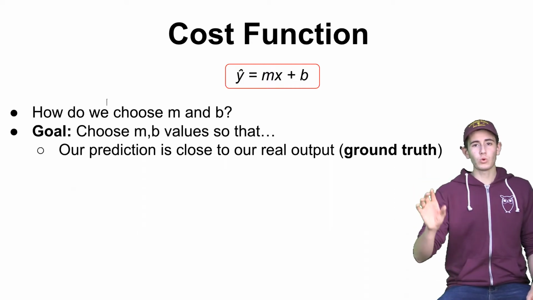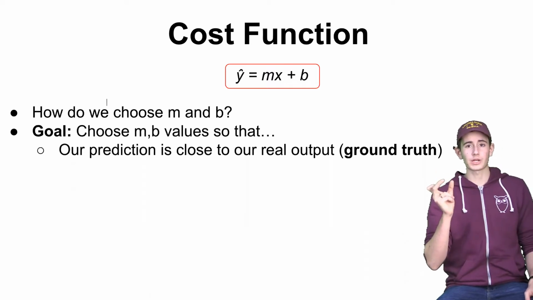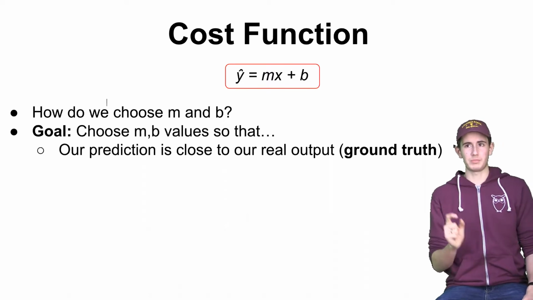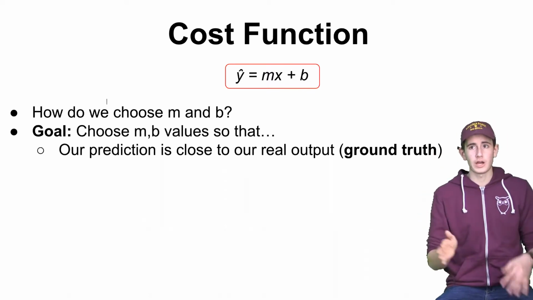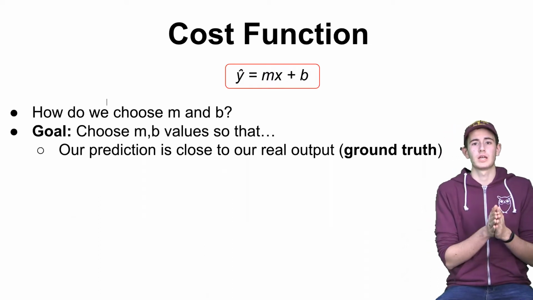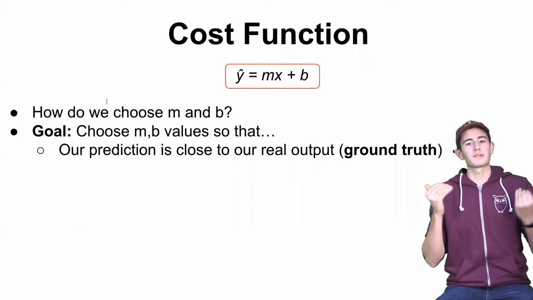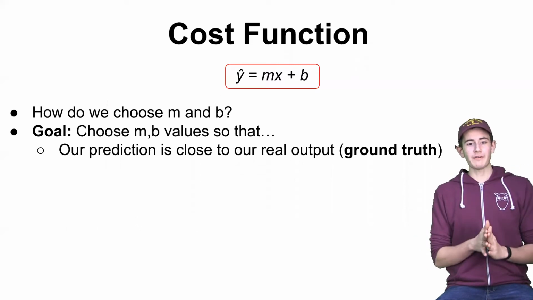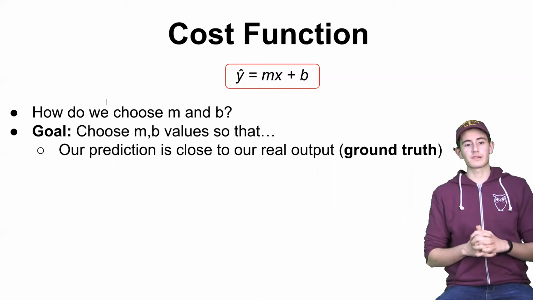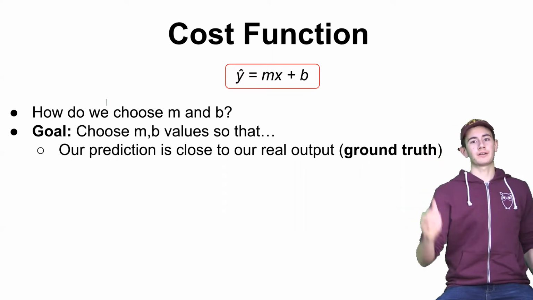Well, now we'll talk about a cost function. And our cost function allows us to choose the right values of m and b so that our predictions are as close to our real output as possible. And a real output can also be referred to as a ground truth. What does this mean? Well, we have some x and we have some y pairing that are written down. So we can say for 5.5 hours of sleep, this student got an 80 on his exam.